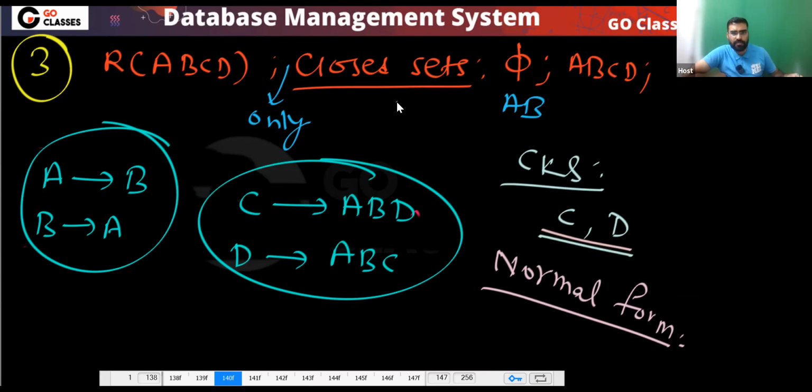What about 3NF? What can you say about 3NF? This is the violation of 3NF, right? Yes or no? So you can notice this is in 2NF, not in 3NF. Because this is the violation of 3NF.